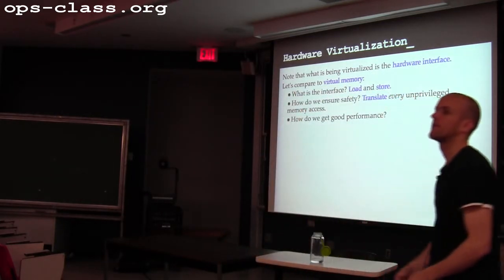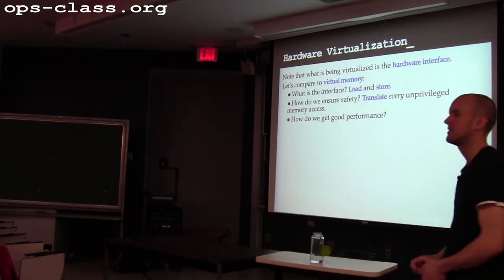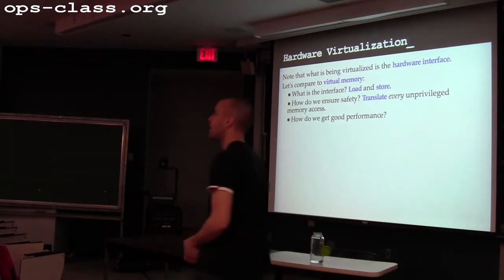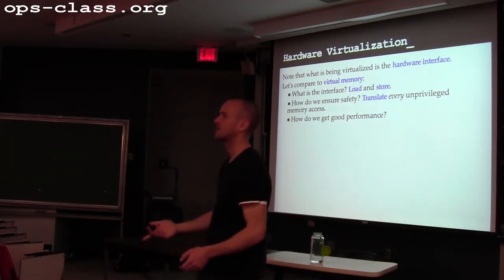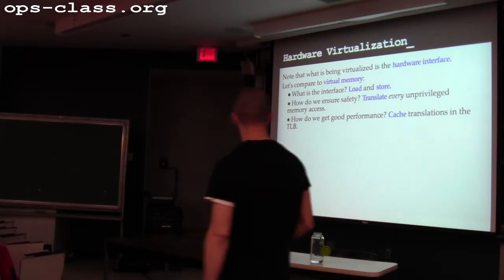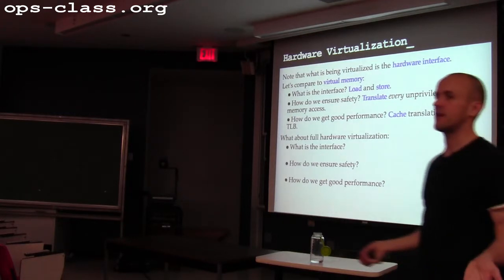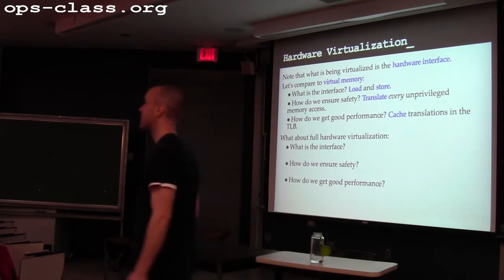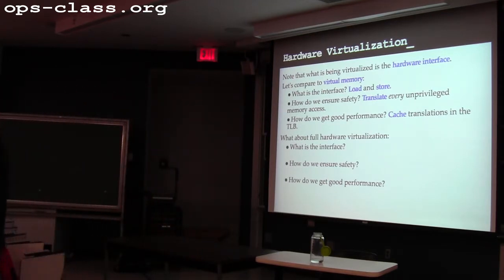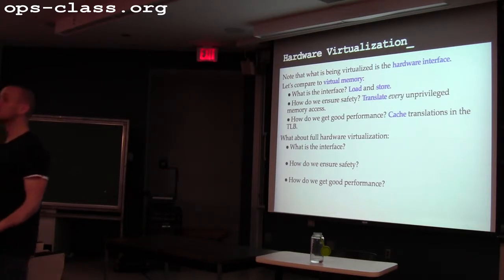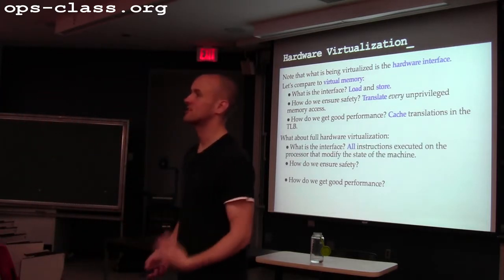How do we get good performance here? How do we get this to not be incredibly slow? Caching. And what do we call a cache in virtual memory? TLB. All right, so now we broaden the interface we need to virtualize. Full hardware virtualization. So now what's the interface that I need to virtualize? No, it's not the same, actually. Load, store, what's the potential interface that I might need to look at? The whole thing. It's the whole hardware instruction set. It's the instruction set architecture.